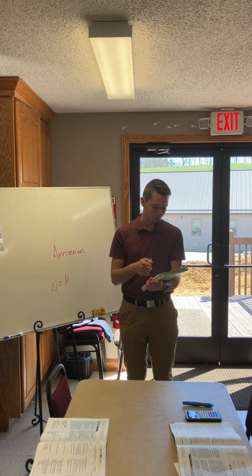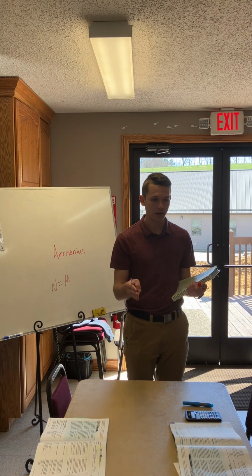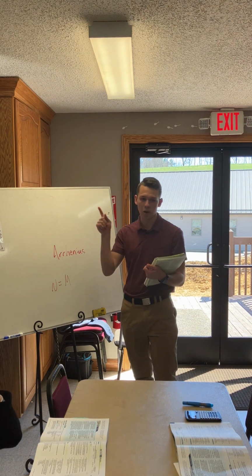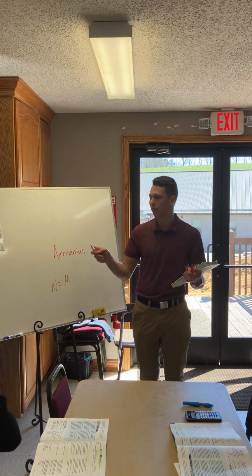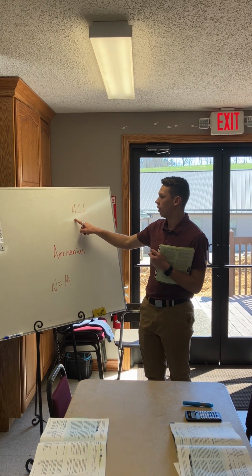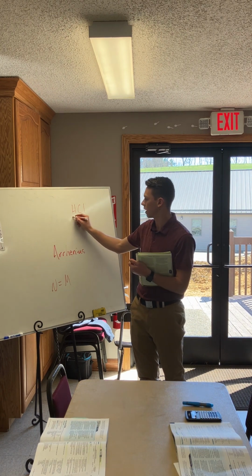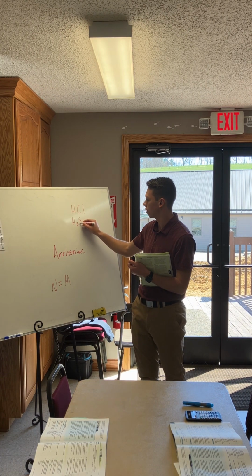The second one, the 1 molarity of hydrochloric acid, HCl, is monoprotic because it can donate 1 hydrogen. The second one was sulfuric acid, which is H2SO4.